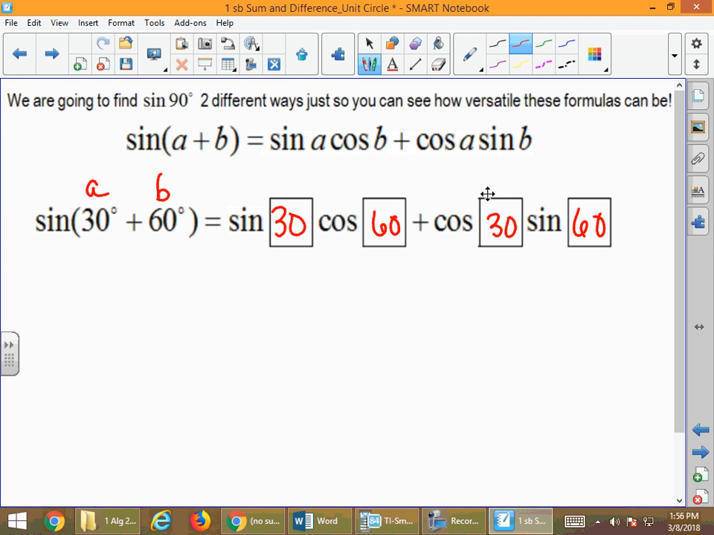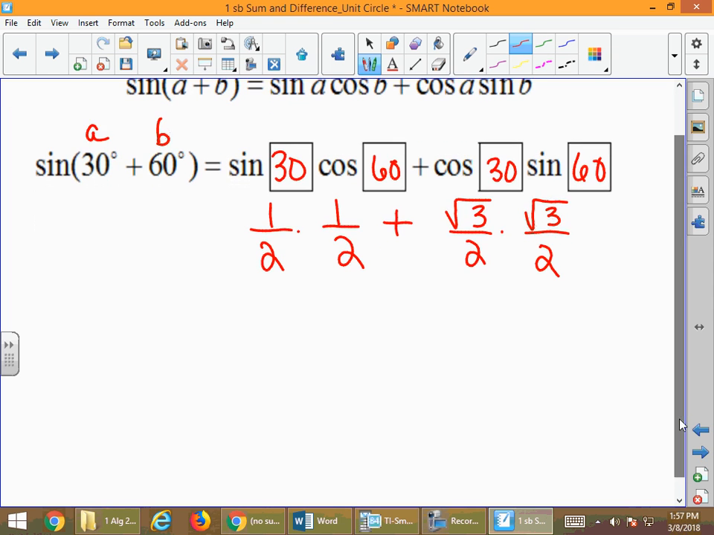You may want to look at your unit circle again, just because we haven't talked about degrees in so many months. The sine of 30 is 1/2, and the cosine of 60 is also 1/2. Cosine of 30 is the square root of 3 over 2, and the sine of 60 is the square root of 3 over 2. Let me stress once again, this is sine of 30 times cosine of 60 plus cosine of 30 times sine of 60. So now when we come down here, we're going to simplify.